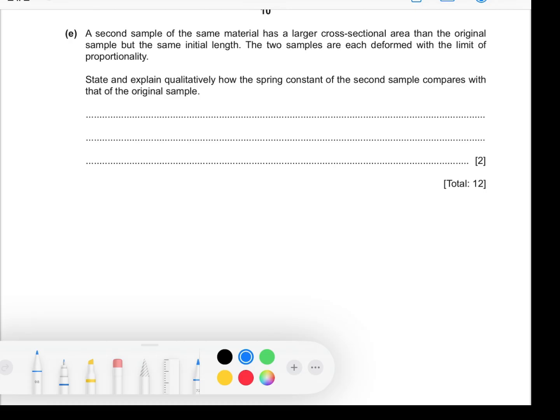E. A second sample of the same material has a larger cross-sectional area. Now here they're telling you two things about this object. If the sample is of the same material, what that means is the Young modulus value for this sample remains the same. And again, Young modulus is equal to force into length over extension into area, or it is also equal to the spring constant multiplied by original length divided by cross-sectional area.